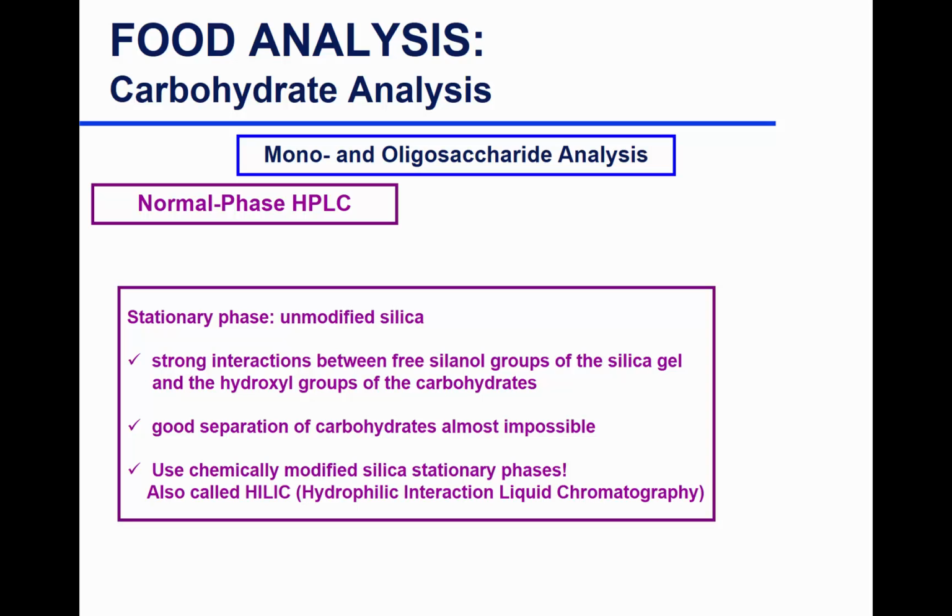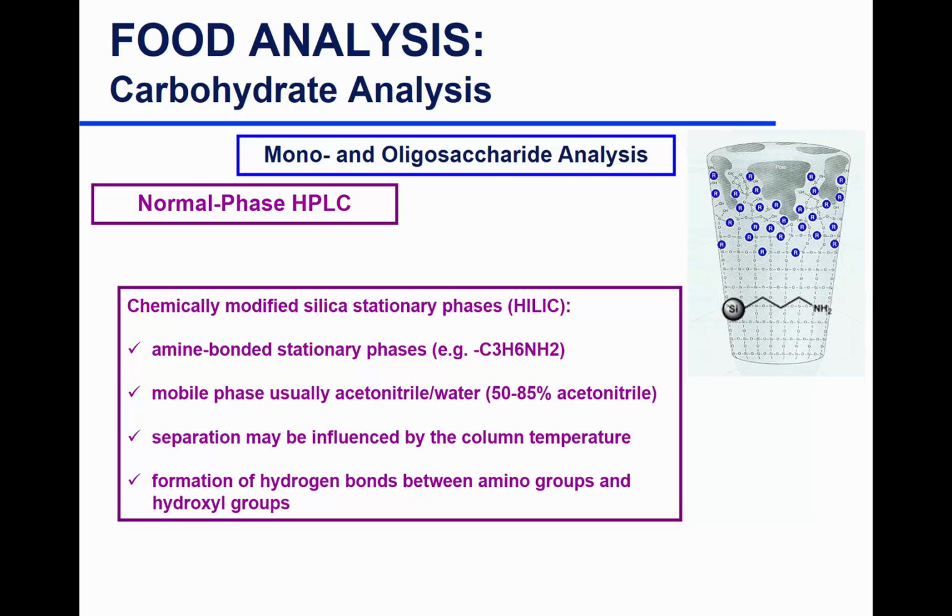So to enhance the separation using a polar phase, you modify the silica to have amine groups on it. When you add the amine groups, this becomes hydrophilic interaction liquid chromatography, another subset of normal phase liquid chromatography. Basically, you react the silanol group with an amine group. So you end up having an NH2 group here, and the H will form hydrogen bonding with the OH groups on the carbohydrate. And that's how they would interact.